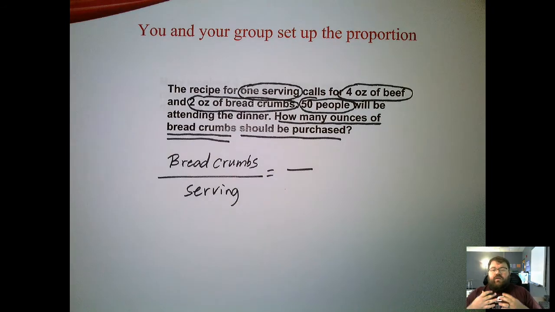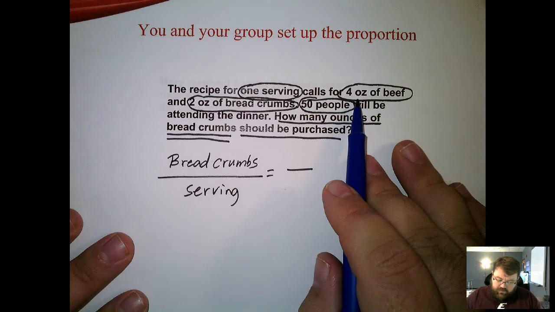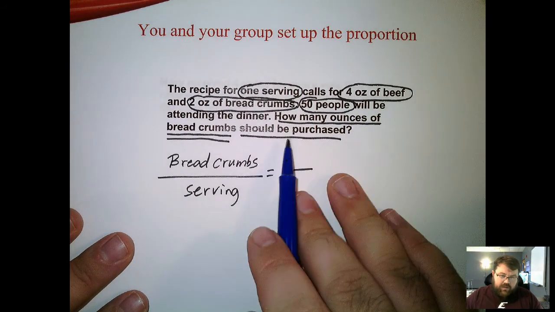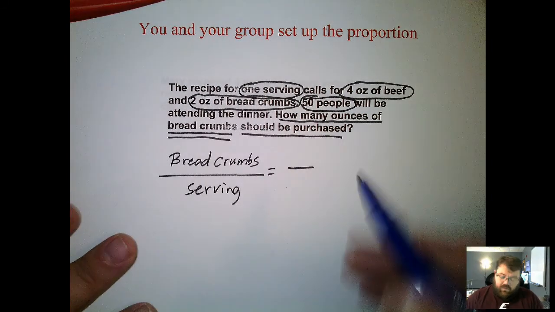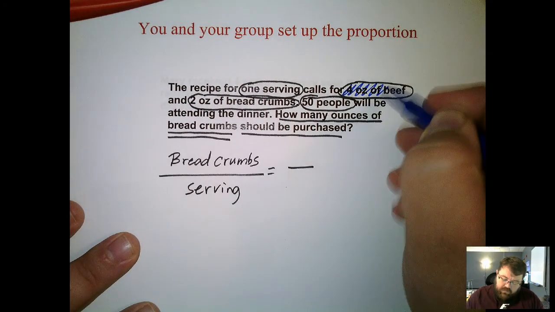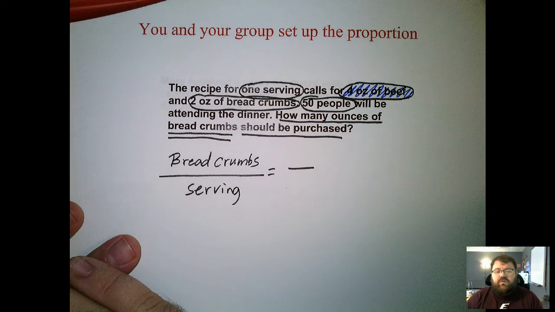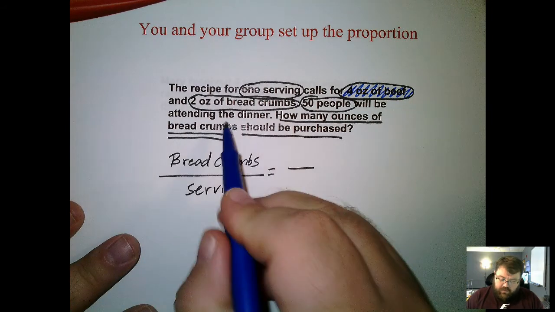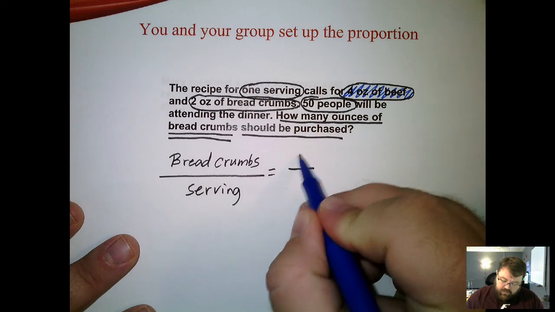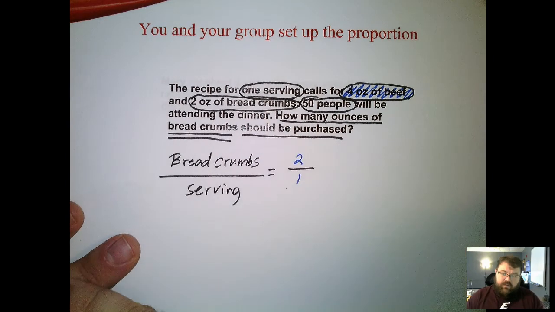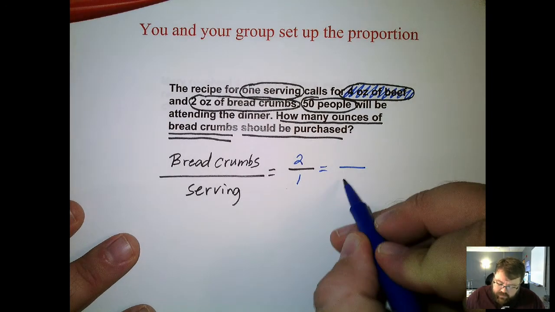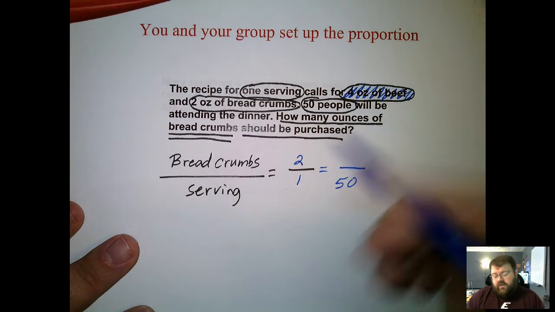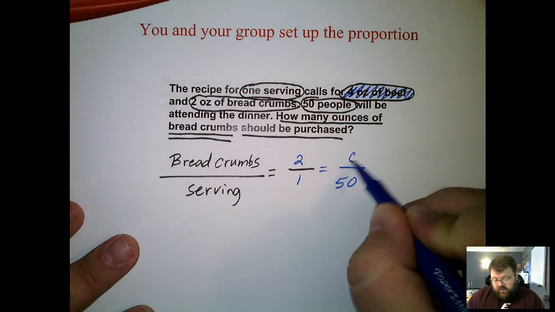Now, look at your problem. Your problem clearly says that you have 4 ounces of beef, but the beef doesn't come into play here in the question. It is extra information. We're not going to use this. We don't need it to answer our question. We know that 2 ounces of breadcrumbs makes 1 serving. We know that 50 people are coming, so I need 50 servings. What's the value of x?